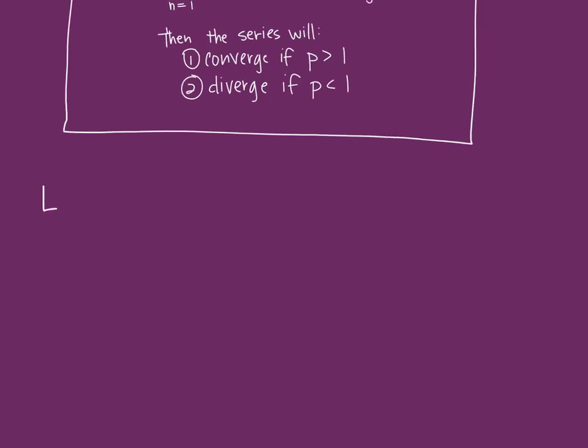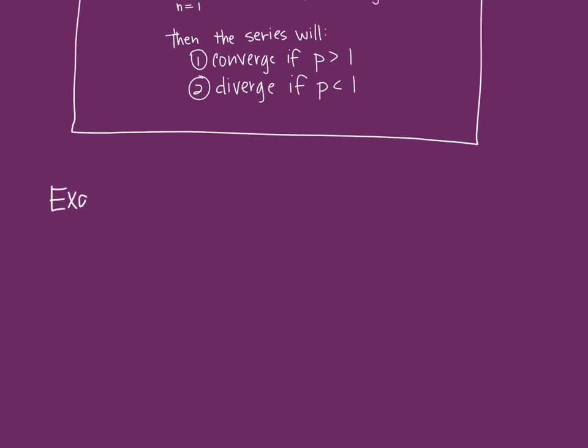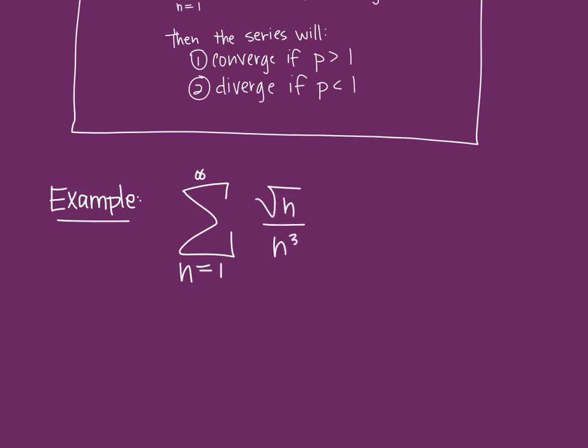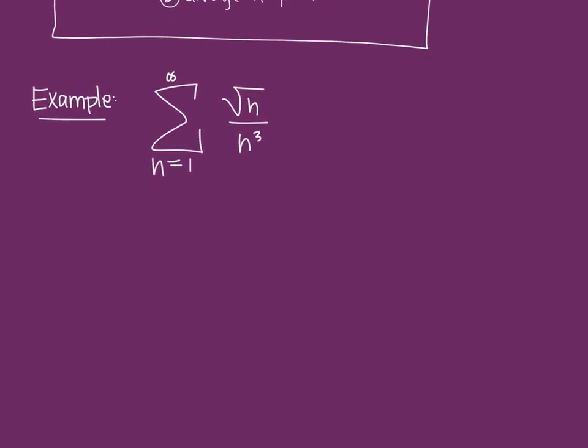Just show you what it looks like, because it may not look like it right off the bat to you. So for example, something like this: the sum from n going from 1 to infinity of the square root of n over n cubed. Okay, so yeah, you don't want to integrate that.